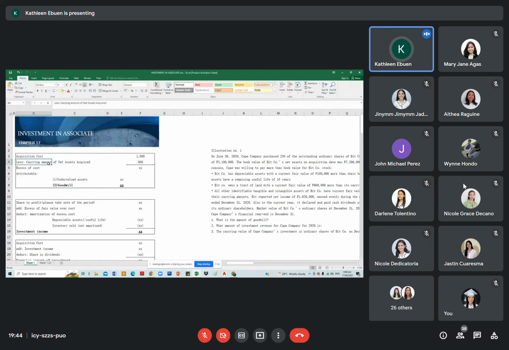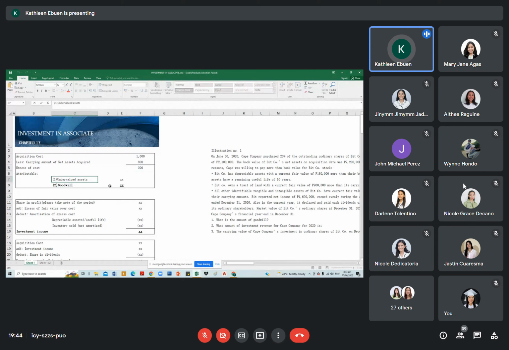Carrying amount ng binili niya. So, therefore, meron tayong excess of cost na 200. So, itong excess of cost na 200, it can be attributed daw. Unang-una, unahin natin class sa undervalued assets. So, iti-check nyo kung meron tayong undervalued assets.